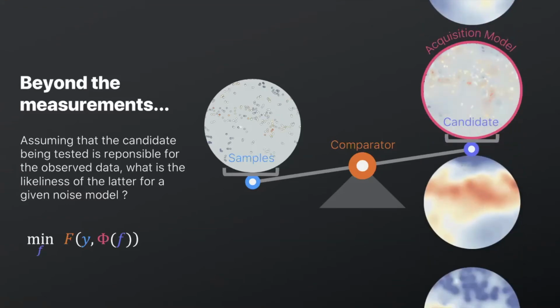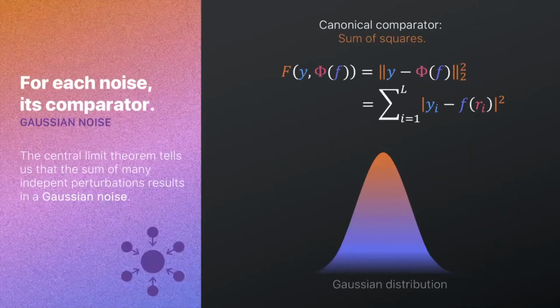Of course, because your data is noisy, you may not want to enforce strict equality between the predicted measurements and the observed ones, but rather try and minimize a certain comparison function, which will be tailored to the type of noise that you have on your data.